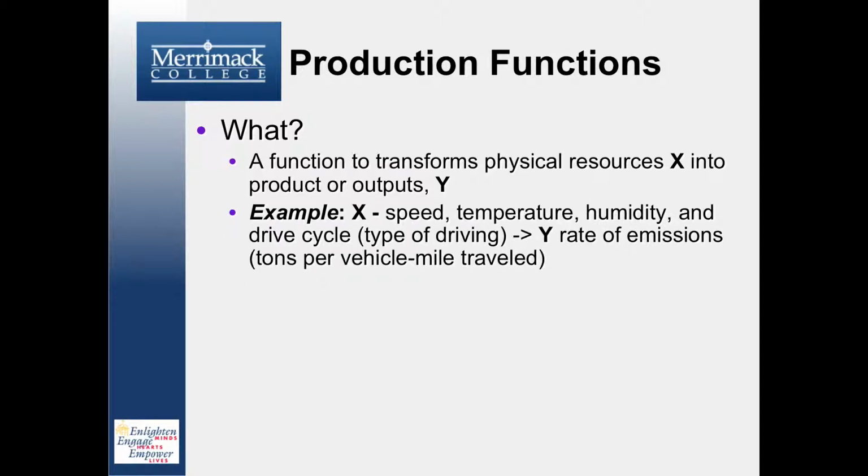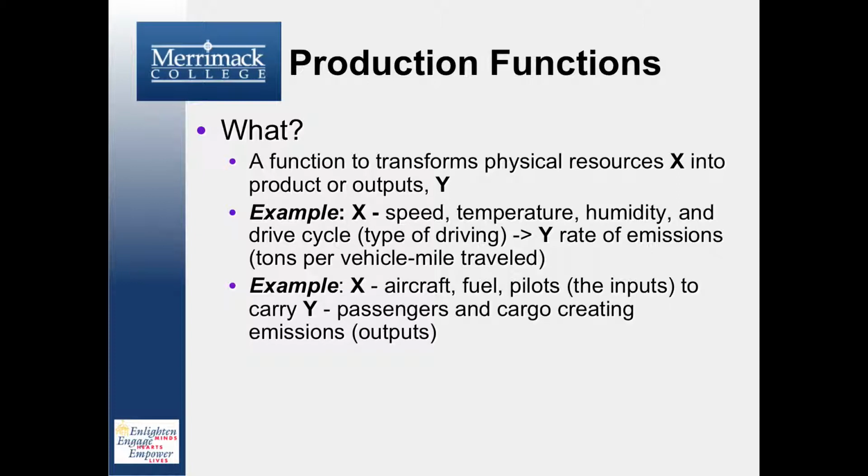So I have an example here. So speed and temperature and humidity and so forth. These are inputs to maybe a driving experience, and the outputs would be the rate of emissions, tons per vehicle mile. Of course, another transportation example. Aircraft fuel and pilots would be the input in an airline system, and the outputs would be number of passengers, cargo tons, emissions from the aircraft. Could be fuel consumption in gallons, that sort of thing. So the idea is that we're taking typically one output and relating it to inputs in a mathematical model.